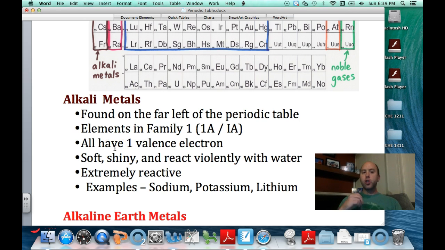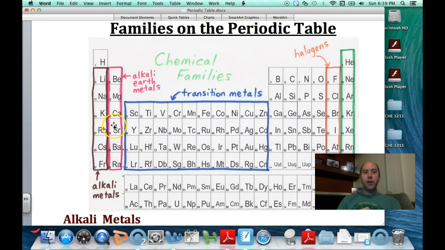These are actually very soft and shiny metals. They almost cut like clay or Play-Doh. The farther down you get, the softer they get. But they react violently with water. I mean, you put them in water and they just poof. And the farther down you get, the more explosive they get in water.